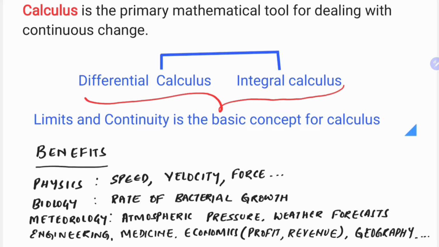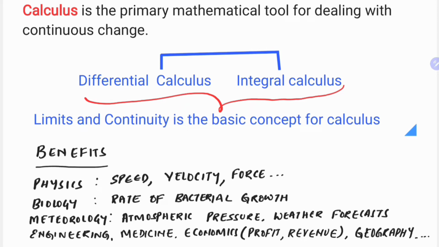For example, it's used in biology to determine the rate of bacterial growth in a given culture. Similarly, in the meteorology department, if you have to find the rate of change in atmospheric pressure, or determine the weather forecast, cyclones, storms, etc. It's used in economics to calculate profit given the cost and the revenue. It's used in medicine, engineering, geography, to determine the rate of increase in population in a given city.